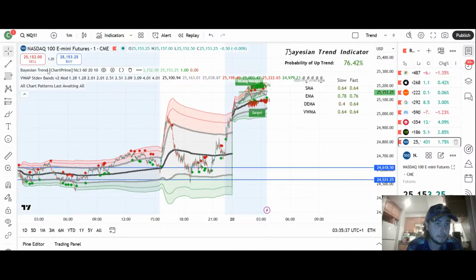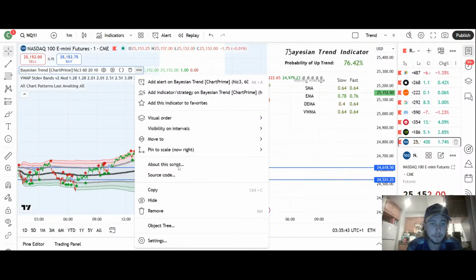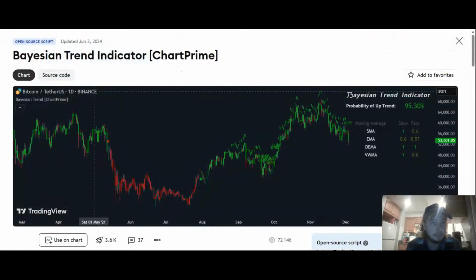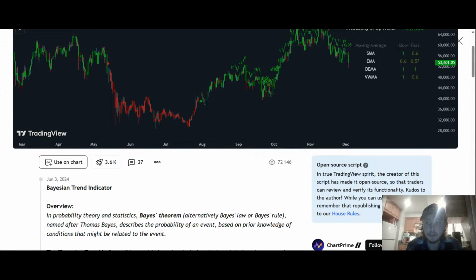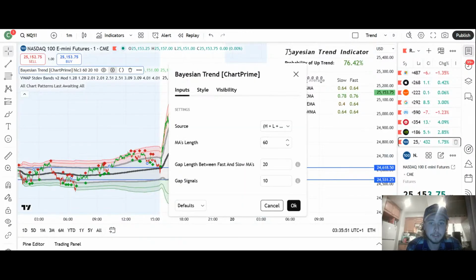So that's why this Bayesian trend is actually wonderful, and these are my adjusted numbers. So first, this is the script I would recommend to use: Bayesian Trend Indicator, Chart Prime by Chart Prime. And these are the numbers I put in: 60, 20, 10. Really cool.